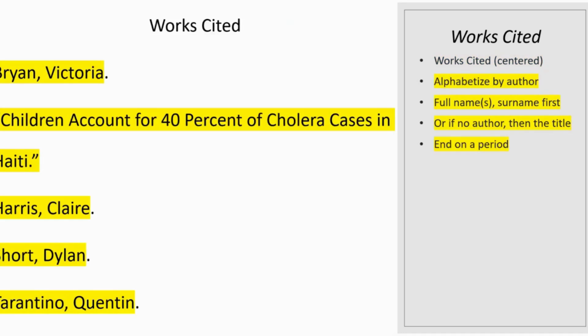Now, let's look at the authors. Make sure that they're alphabetized by the last name or the first word of the title when there's no author. Then the title comes in its place. And end that author component on a period.